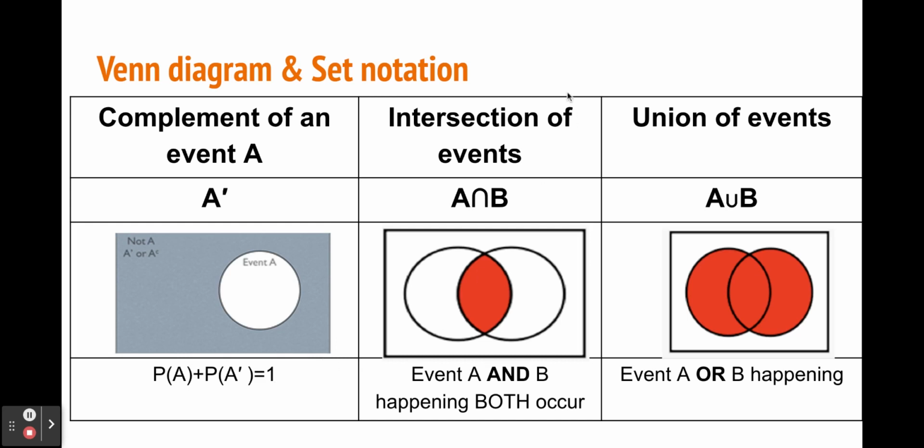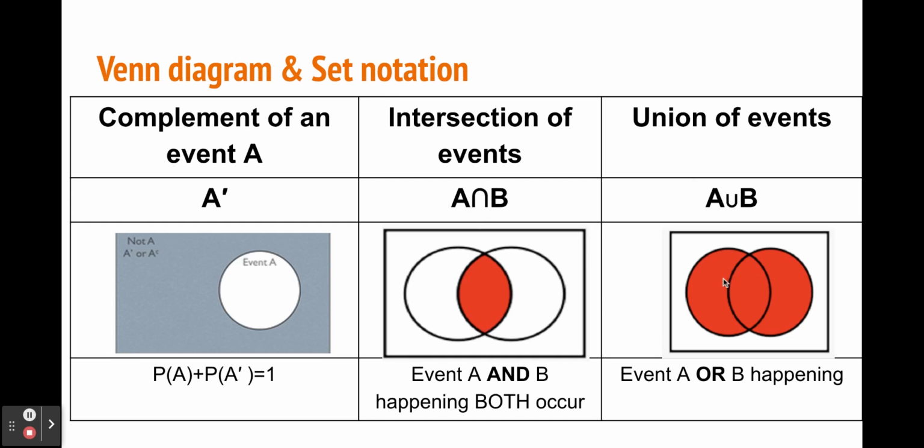The next important thing is the intersections. Now, the intersection is represented by this symbol here. This is when both A and B are happening. So A and B is represented by this kind of upside down U. And this is when we shade really the intersection of these two.